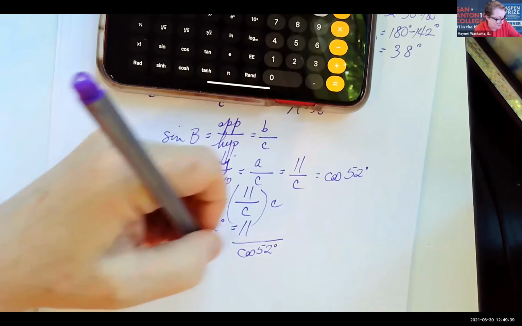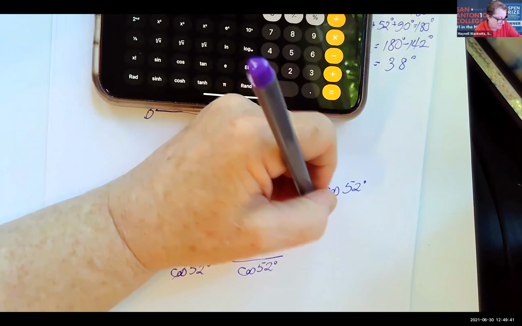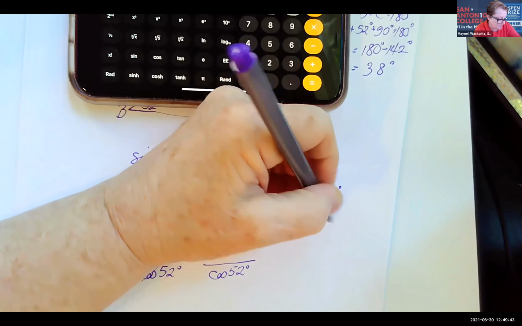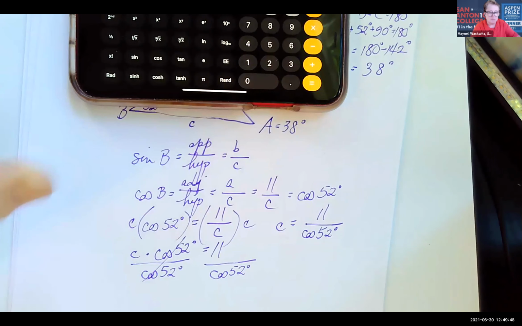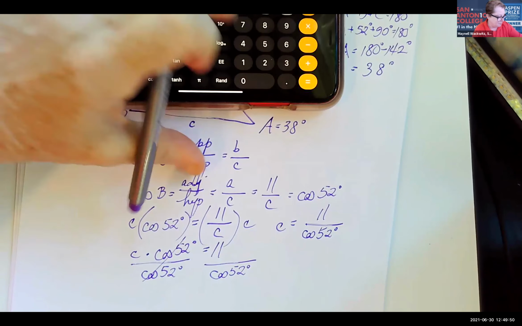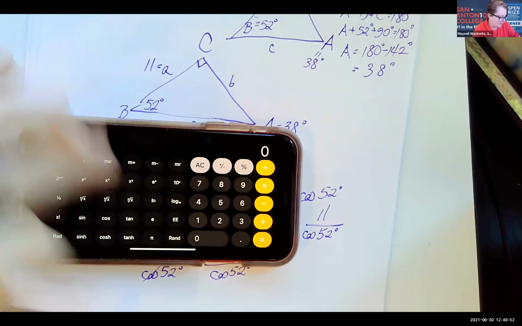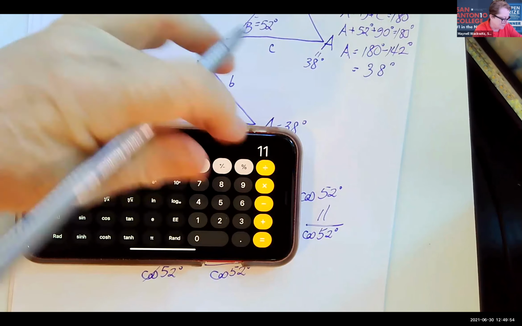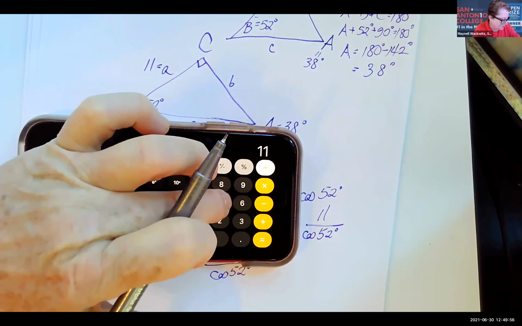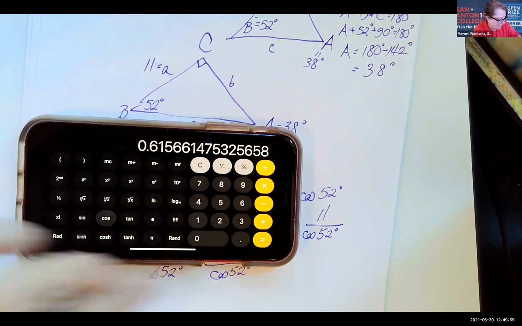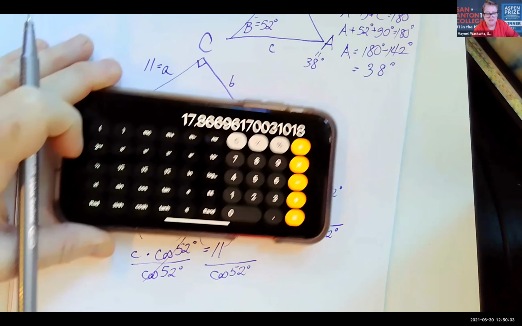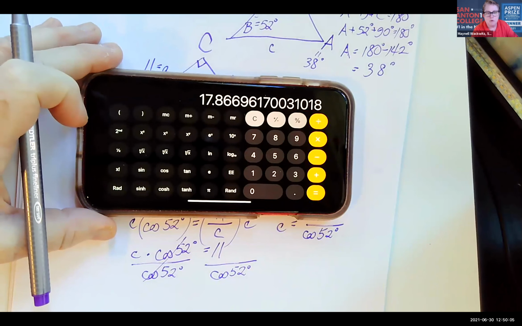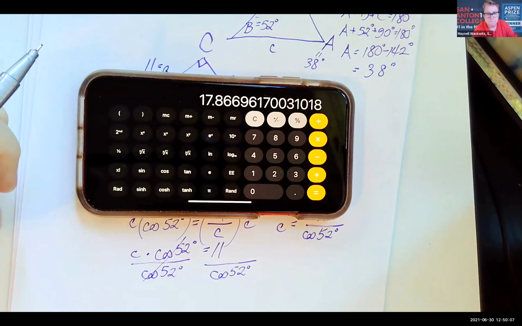So now we get that little c is equal to 11 divided by the cosine of 52 degrees, and that helps me know what to put in the calculator. So I've got 11 divided by 52 cosine equals, and I want one decimal place. So what is side C to one decimal place? 17.9. Good.